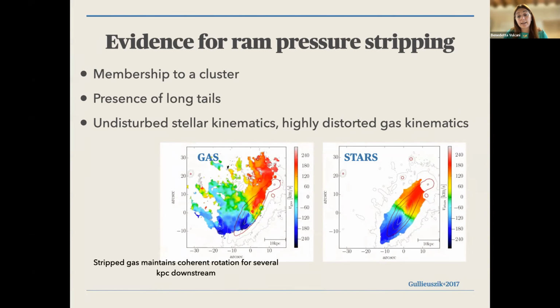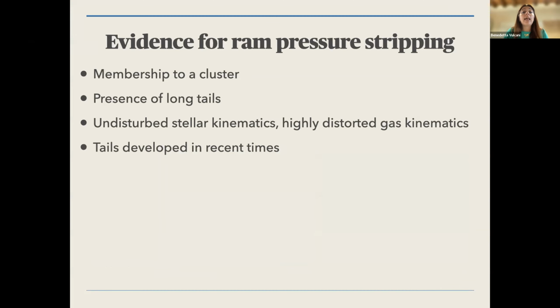On the right, we have the stellar kinematics, and on the left, we have the gas kinematics. And you can clearly see that the stellar component is rotating completely undisturbed, while the gas component on one side, especially in the disks, follows the rotation of the stars. But in the tails, the gas distribution and the kinematics are disturbed. And the rotation in the tails maintains the rotation of the stars in the disks, but it is kind of slowed down. Then another criterion is that the tails must have developed in recent times.